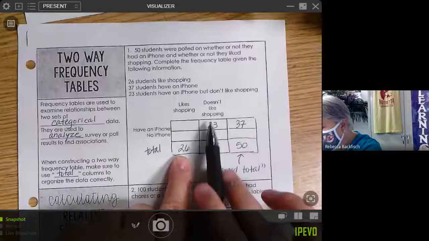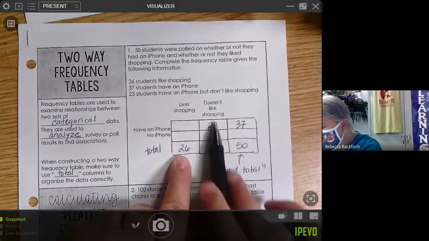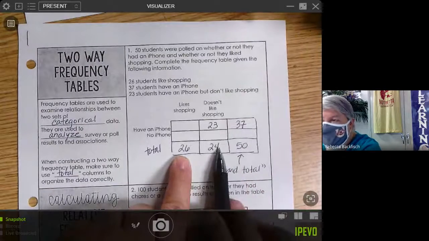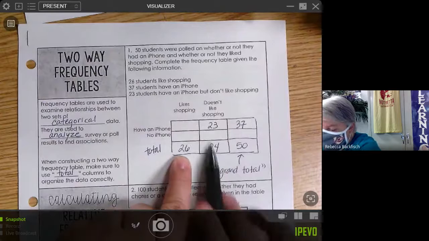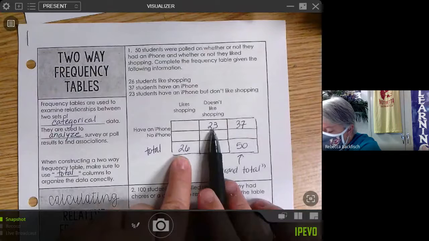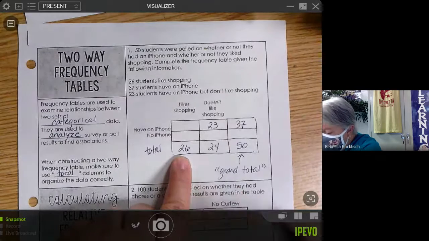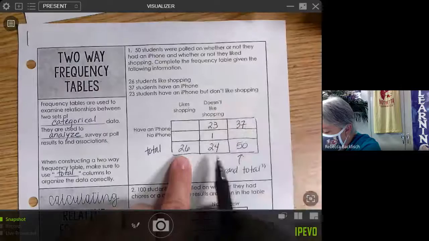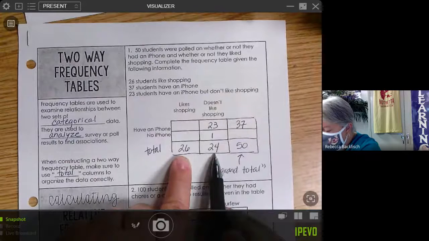Okay, so I could go ahead and finish this column right now. There's not a particular order you have to do it in. It's more just like as you see it. And I saw this and going, oh, well, if 23 don't like shopping but do have an iPhone, then only one must not like shopping and not have an iPhone because there's a total of 24 in that column.